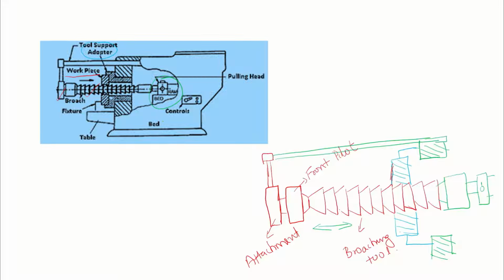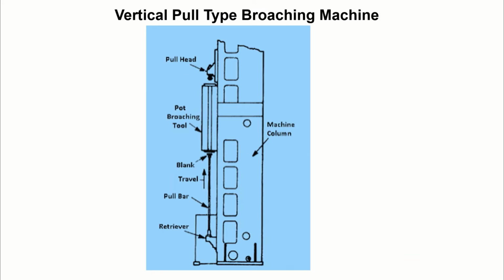Here you can see this is the bed, and definitely the workpiece is fixed here, and the workpiece needs to be supported with the help of a table. You need to draw this particular part also, this one. So this is the horizontal broaching machine. Okay, and the next one is the vertical broaching machine.